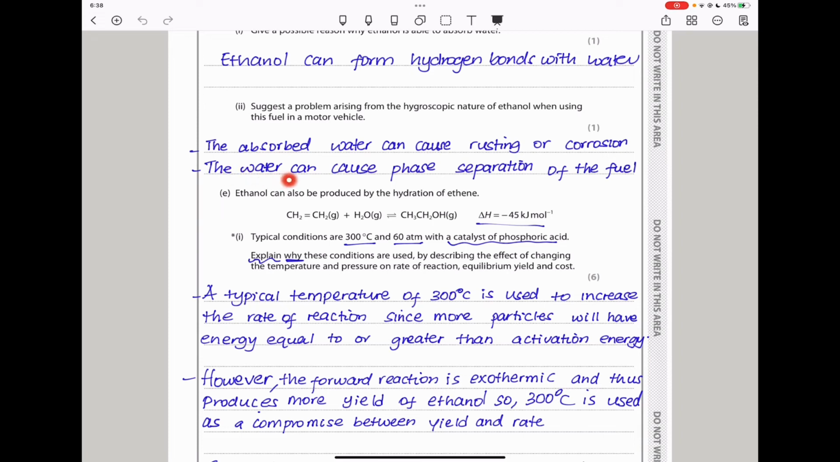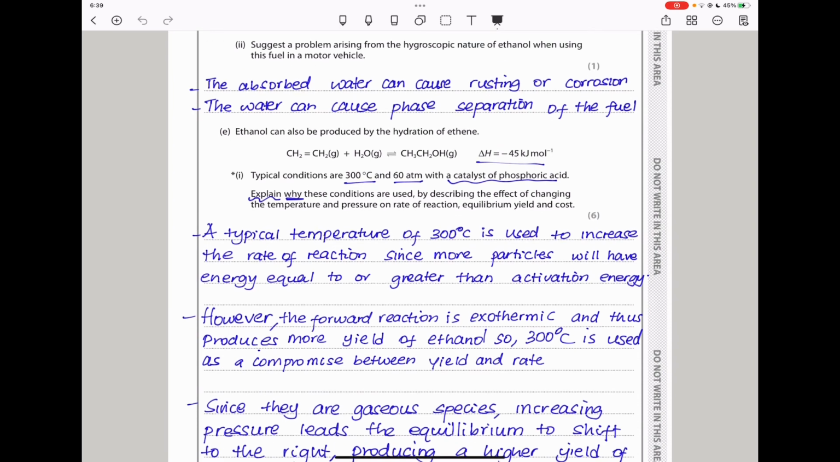Another thing is that water is going to separate, or phase separation is going to occur, because water and some of the oil, since remember they use 5% bioethanol, so the other could be petroleum. So if there is going to be some water in there, there is going to be phase separation, and that could create problems during the combustion of the fuel.